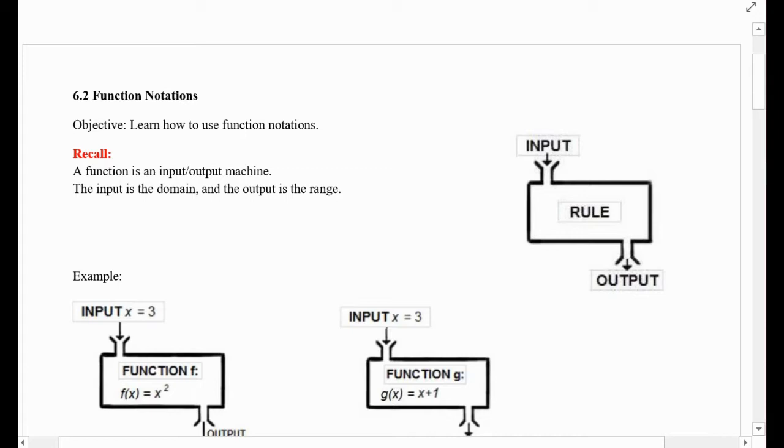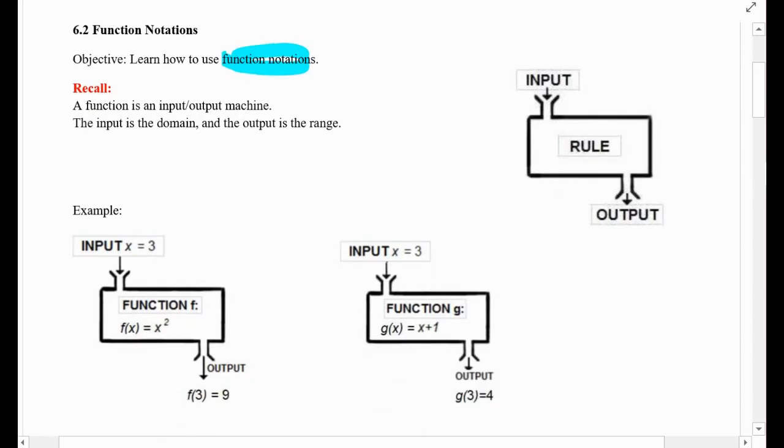Today we're going to learn how to use function notation. So what's the function notation? It's a simpler method of representing a function. So we're going to learn how to use a function notation, okay?